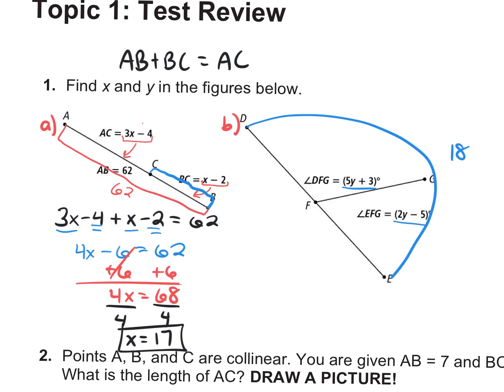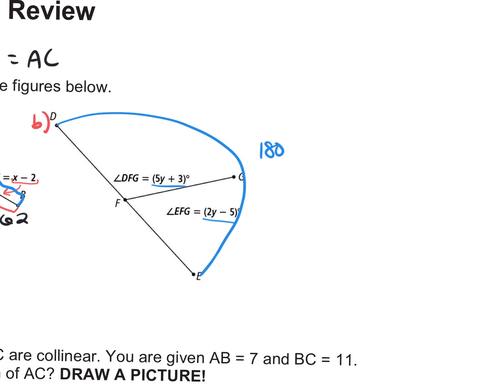How do I know that? It's a straight line, it's half a circle. Yep, straight line. So we know that is 180 degrees. So what do I know about the two smaller ones compared to the whole thing? Yep, and I'm going to add them together, right? So I get 5y plus 3 plus 2y minus 5 equals 180.